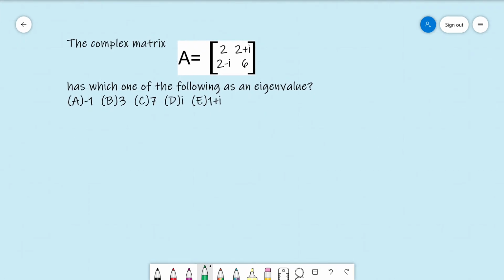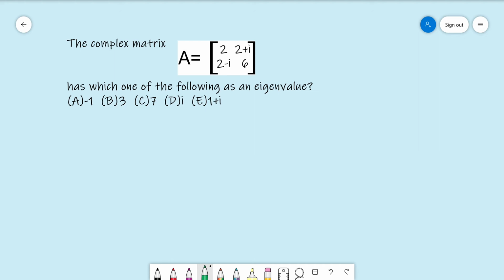We're at number 20. In this problem we're given a complex matrix. It's the first time we're given a complex matrix. And we're asked to find the eigenvalues, or at least one of the eigenvalues. Well, here you could just use the definition of the eigenvalue.